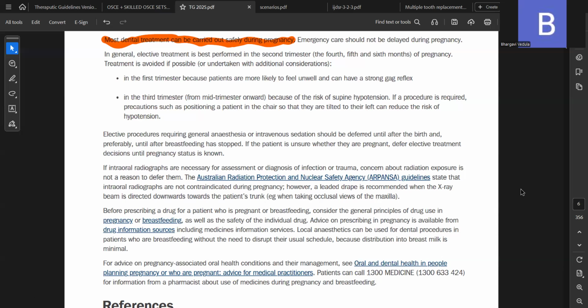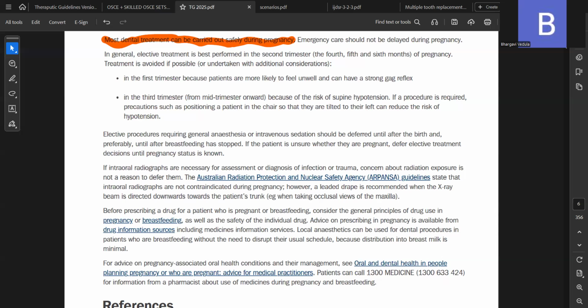Before prescribing a drug for a patient who is pregnant or breastfeeding, consider the general principles of drug use in pregnancy and breastfeeding. Every topic we'll discuss in the further chapters, as well as the safety of individual drugs. Advice on prescribing in pregnancy is available from the drug information sources, including medicine information services. So we should carefully assess the medical information of the particular drug before prescribing to the patient.